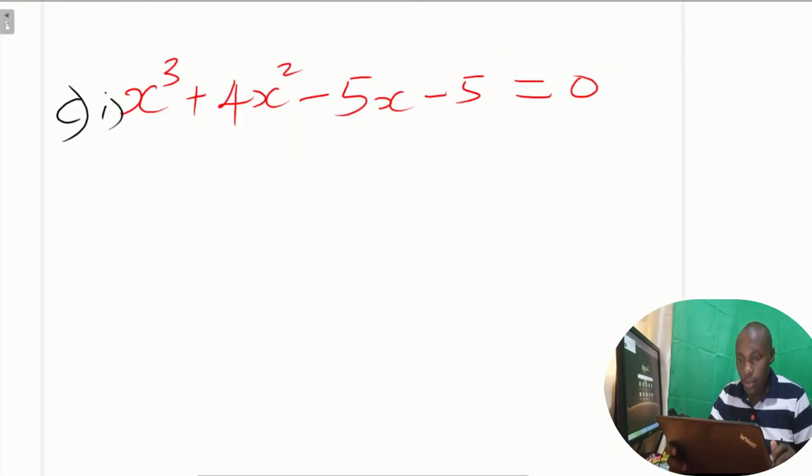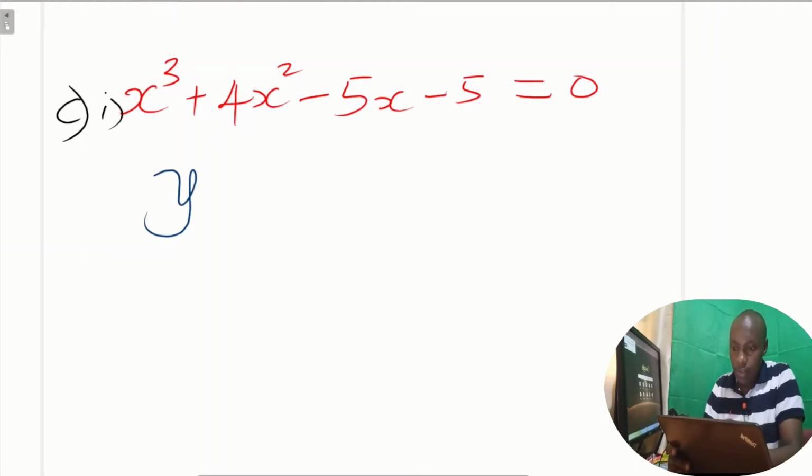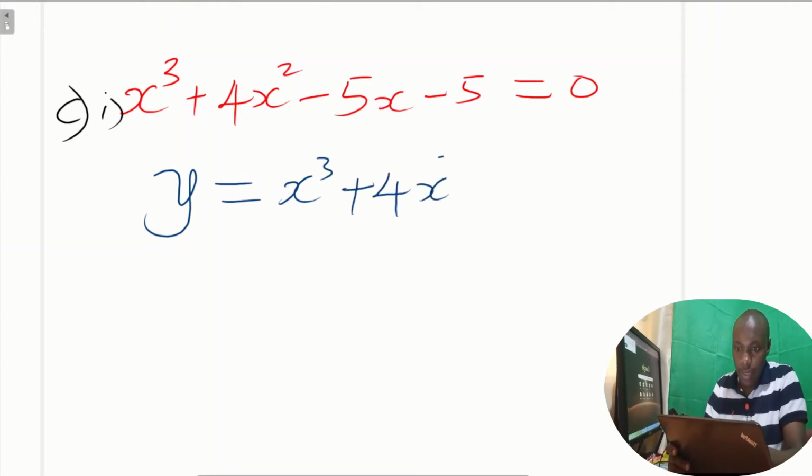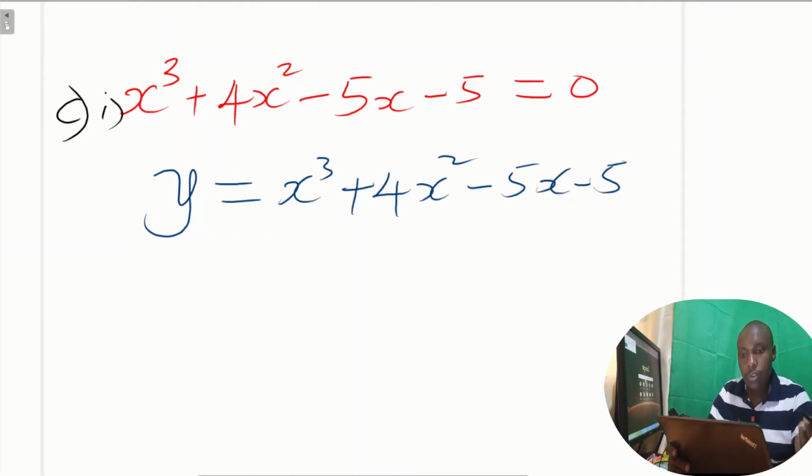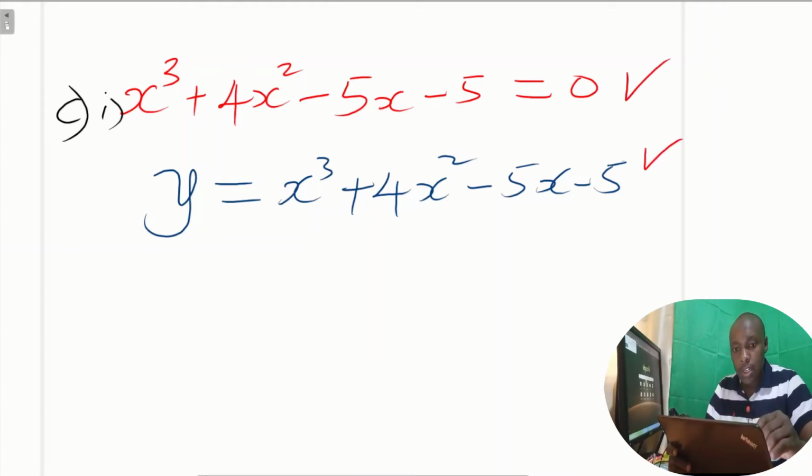Now what you're supposed to do, in the first place, the function that we are given is y is equals to x cubed plus 4x squared minus 5x minus 5. This is the function which you have drawn the curve using. Now you're required to solve this. So if we compare these equations and solve them simultaneously, that should help us to get the solution. This is what I mean, solving the two simultaneously.